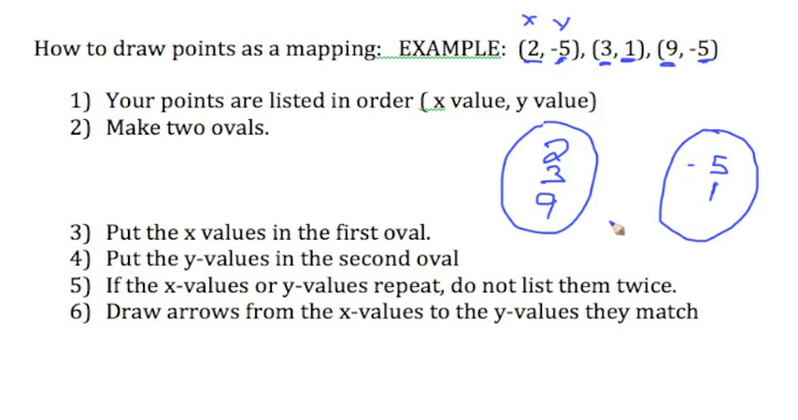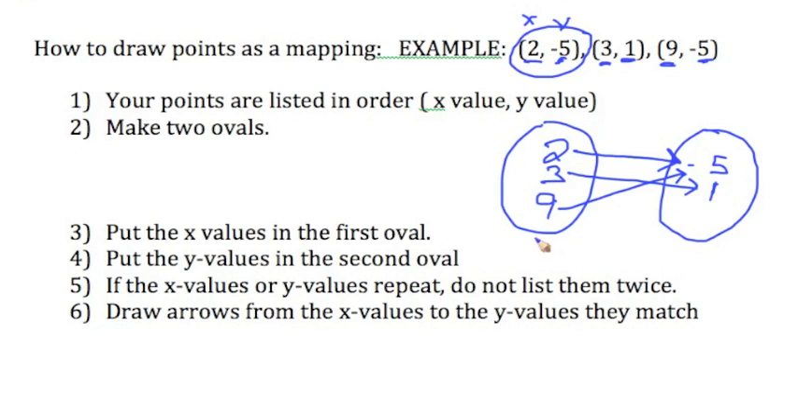Now we're going to draw arrows from the x values to the y values they match. What I mean by that is you see that 2, -5 is a point, an ordered pair. I want to key on that word pair, that ordered pair. So the 2 is going to be paired up with, using an arrow, the -5. You've got 3, 1, so the 3 is going to pair up with the 1. And our last one, 9, is going to pair up with -5. And there you go, you have drawn a mapping.